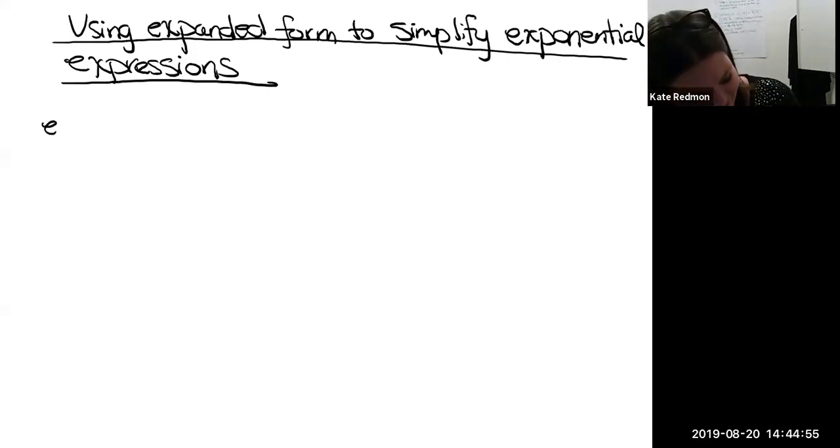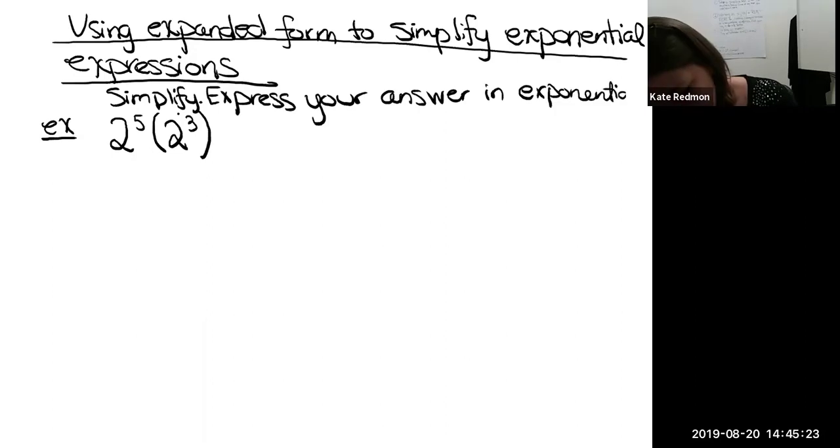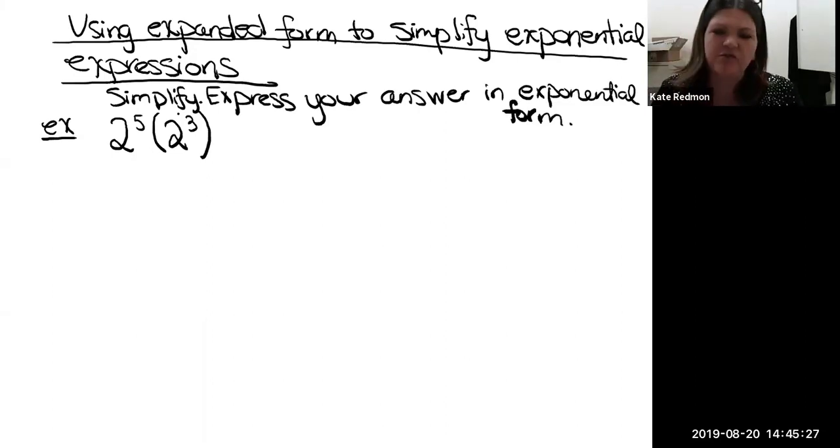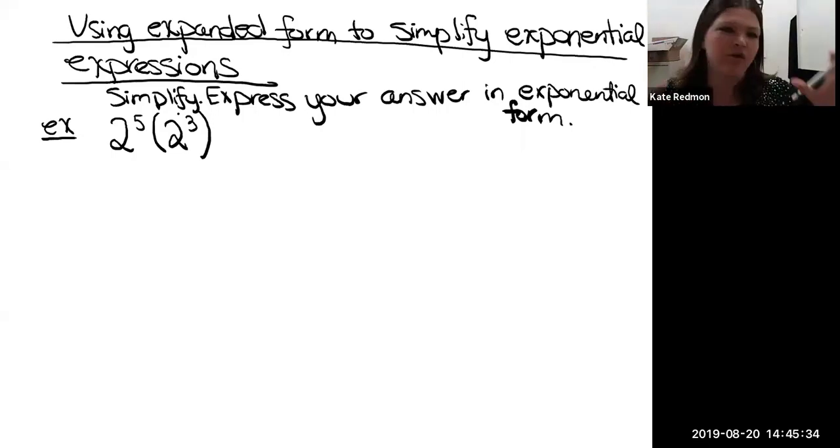Let's look at an example. The directions on a problem like this might say something like simplify, express your answer in exponential form. Now, simplify is just such a generic word in math. It kind of means do the math you can do. So here I have 2 to the 5th power, and I have 2 to the 3rd power, and I have no rules memorized, and I have nothing except for the expanded form.